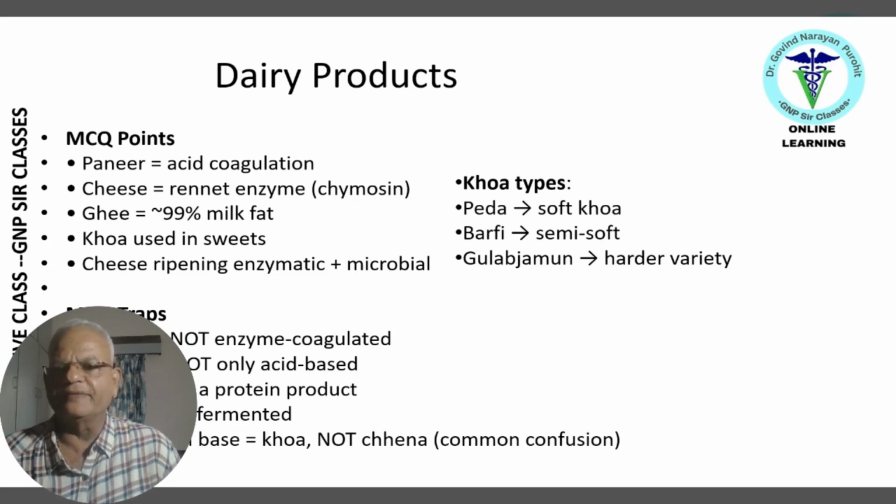And here are the MCQ traps. Paneer is not enzyme coagulated. Cheese is not only acid based. Ghee is not a protein product. Khoa is not fermented. Gulab jamun base is equal to khoa, not chena. Common confusion, right? So remember these MCQ points and the MCQ traps. Be careful of the MCQ traps.